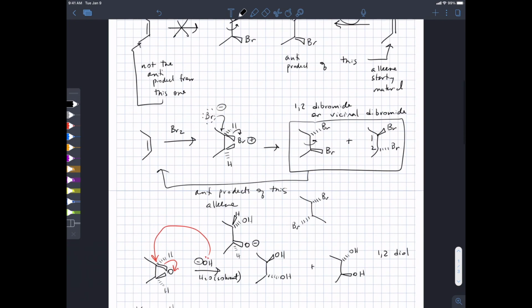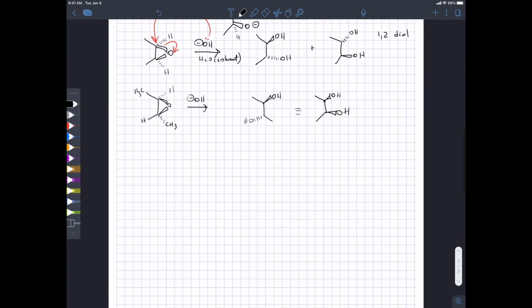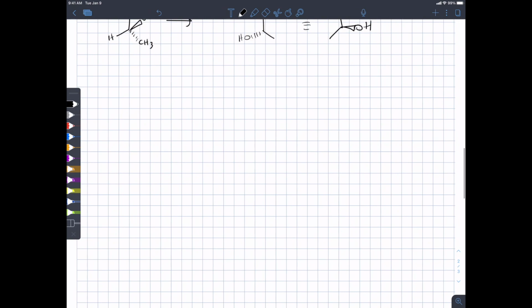All right, so the fourth reaction in chapter 10 may be presented as a separate reaction in the text, but it's actually exactly the same as the bromination reaction. The only difference is what is the nucleophile in the second step. Your text calls this halohydrin formation. What is a halohydrin? A halohydrin is a molecule that has an OH on one carbon and a halide on the other.